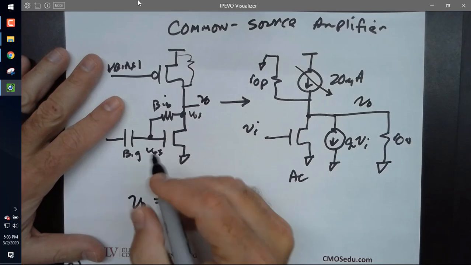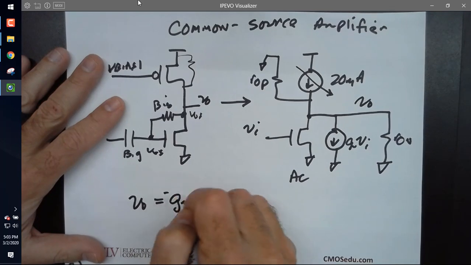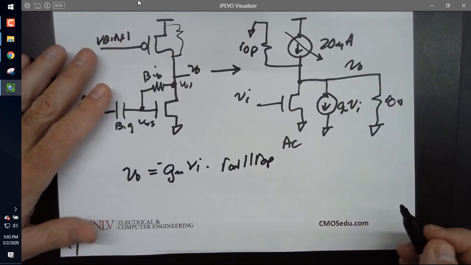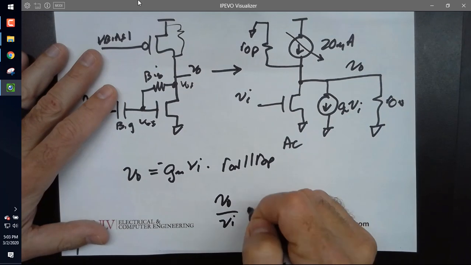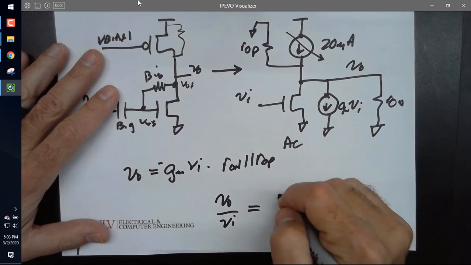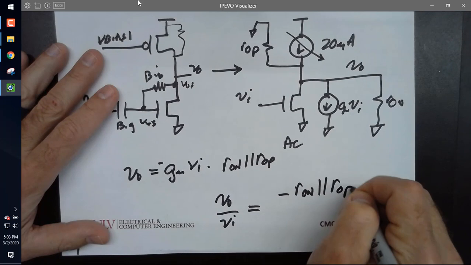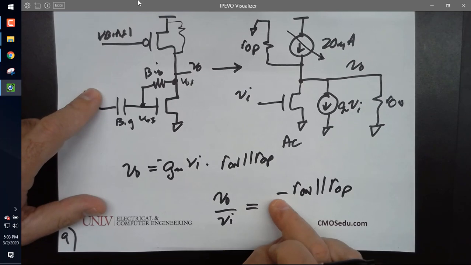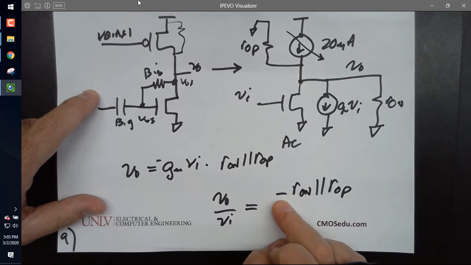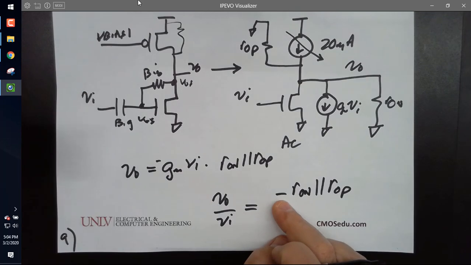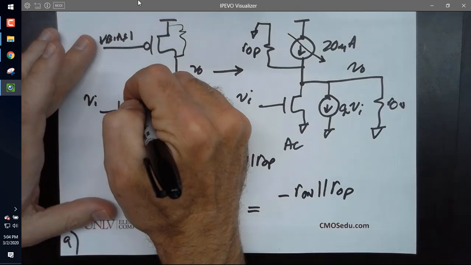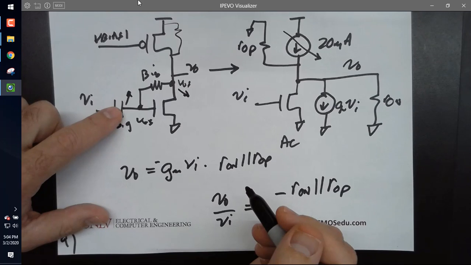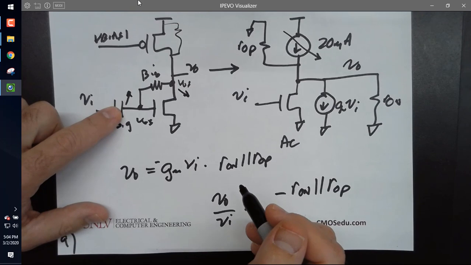and so I get V out equals minus GM V in times R out in parallel with R out P, or V out over V in. I'm going to write it funny for a reason: R out in parallel with R out P. Wait, let me pause. What does the minus sign mean to you in simple talk? Yeah, well, in simple talk, it means if the voltage on the input goes up, it turns the transistor on, and this voltage goes down. Everybody see that?